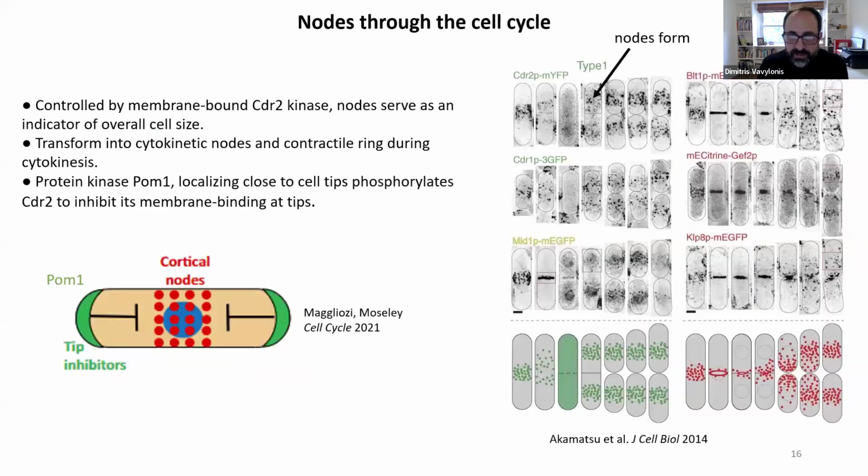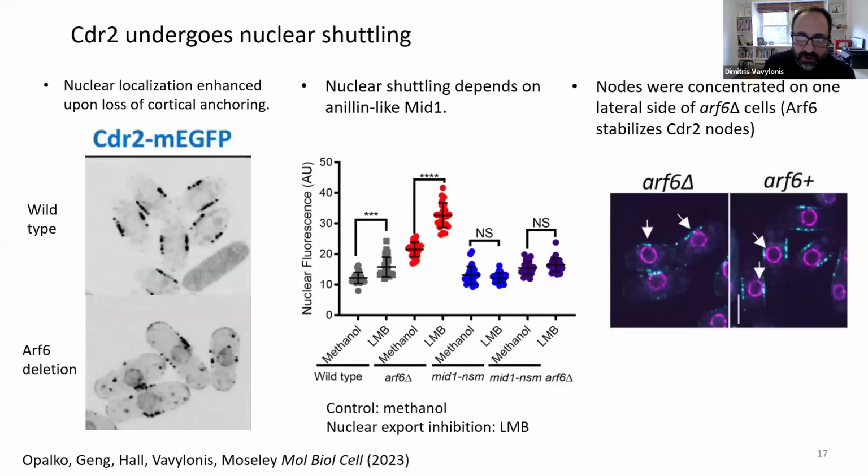Okay, so we've been looking at this mechanism, and our collaborators in the Mosley group at Dartmouth came to us to tell us about their discovery that this CDR2 is actually going in and out of the nucleus. So there's nuclear shuttling.